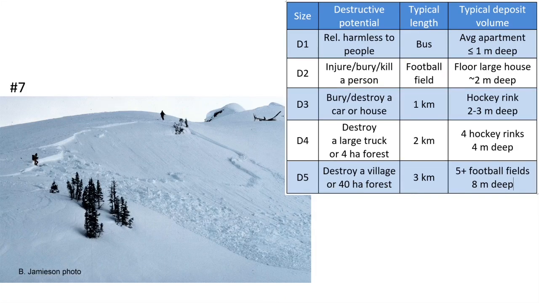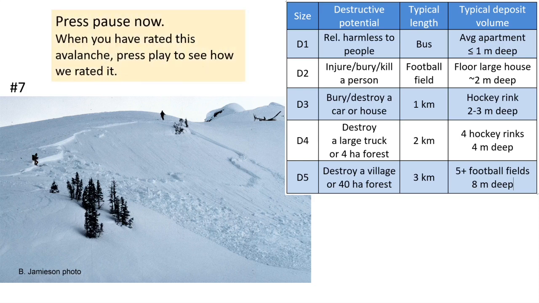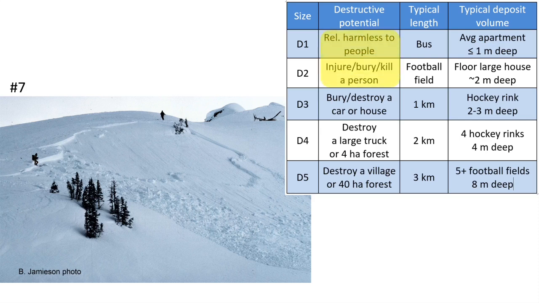This avalanche in the Purcell Range was remotely triggered by the skiers while they were on the ridge. Press pause now. While this avalanche is unlikely to injure a skilled snowmobiler on a mountain sled or a skilled backcountry skier with releasable bindings, it could injure a person in street shoes.